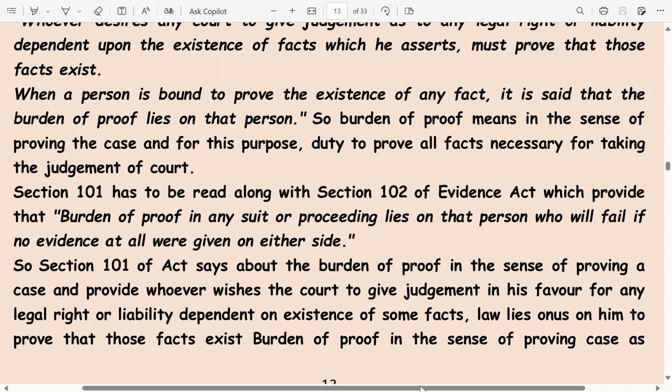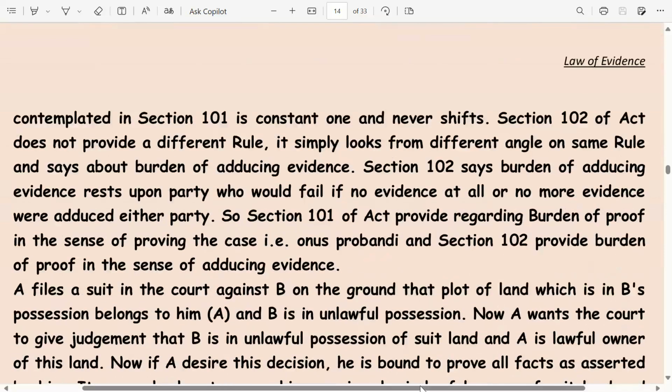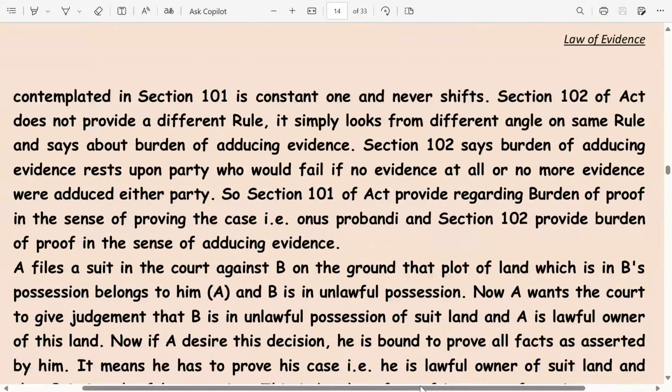Burden of proof in the sense of proving the case, as contemplated in Section 101, is a constant one and never shifts. Section 102 of the Act does not provide a different rule. It simply looks from a different angle at the same rule and speaks about the burden of adducing evidence. Section 102 says the burden of adducing evidence rests upon the party who would fail if no evidence at all or no more evidence were adduced by either party. So, Section 101 provides regarding burden of proof in the sense of proving the case, that is, onus probandi, and Section 102 provides burden of proof in the sense of adducing evidence.